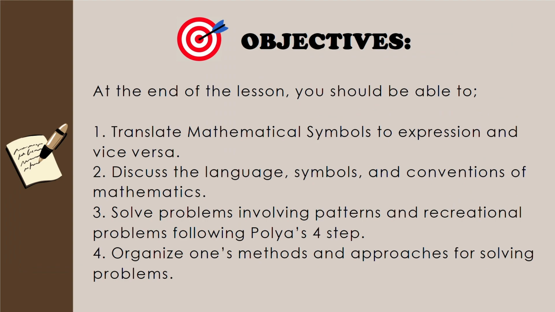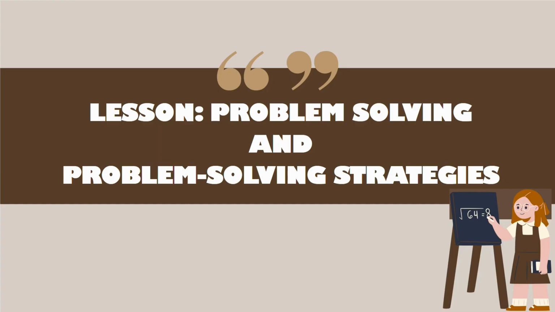So, for our objectives, at the end of the lesson, you should be able to: number 1, translate mathematical symbols to expression and vice versa. Number 2, discuss the language, symbols, and conventions of mathematics. Number 3, solve problems involving patterns and recreational problems following Polya's 4 steps. And number 4, organize one's methods and approaches for solving problems.